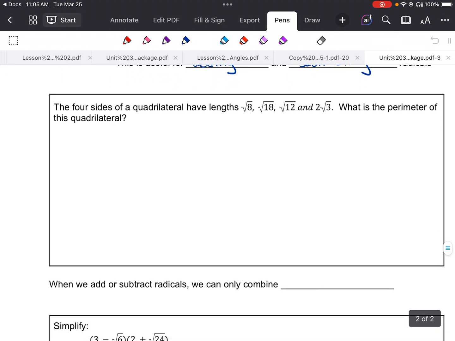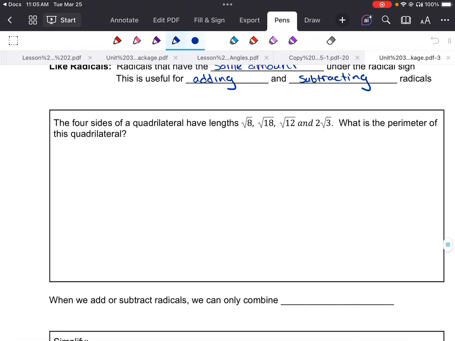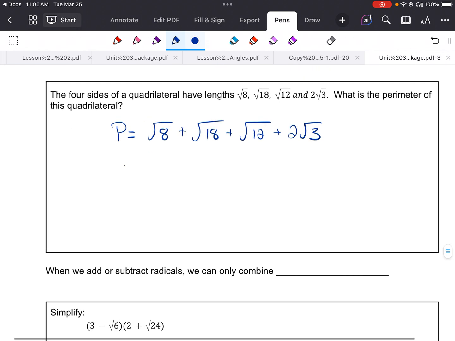Collecting like terms. So the four sides of a quadrilateral have lengths root 8, root 18, root 12, and 2 root 3. What is the perimeter of the quadrilateral? So for perimeter, we're going to add the four sides together. So we have root 8 plus root 18 plus root 12 plus 2 root 3. Okay, so none of our root signs have the same value underneath the sign, so we can't add any of these together, but we can simplify some of these.